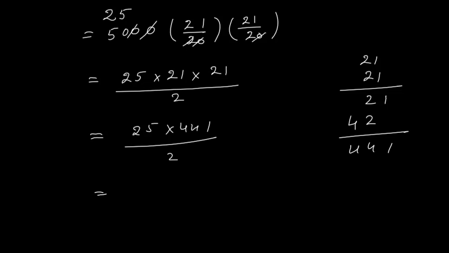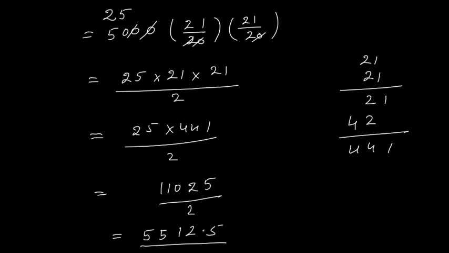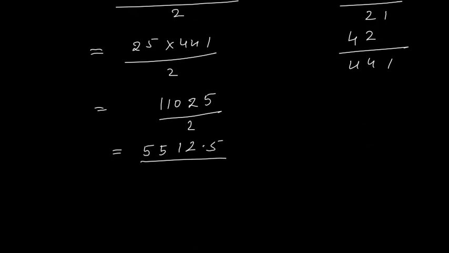25 1s are 25, 5, 2 is carried. 25 4s are 100, 100 plus 2 is 102, 10 is carried. 25 4s are 100, 100 plus 10, 110. Divide by 2. So we divide by 2, we get 2 5s are 10, 1, 2 5s are 10, okay, 2 1s are 2, 2 2s are 4, 2 5s are 10. 5,512.5 is the amount.